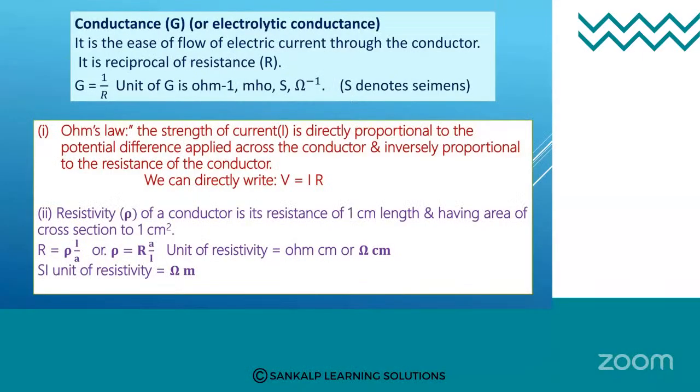Opposition of the current. It is the measure of opposition of the current. Fine. So it is represented by R. Resistance is represented by R. So what is the relationship here?